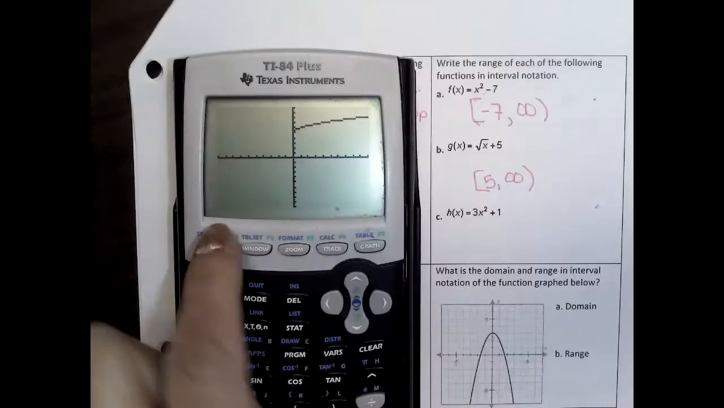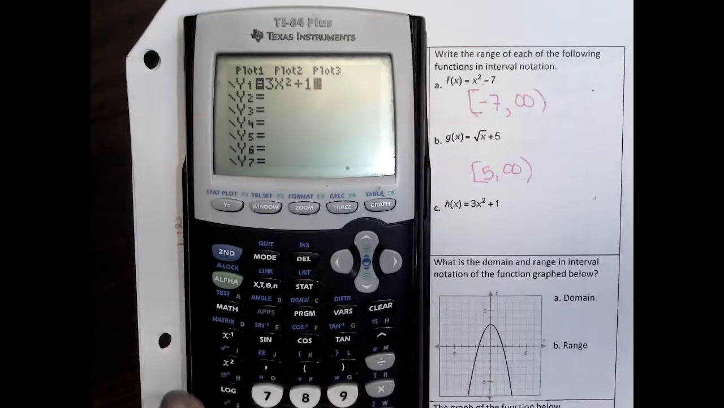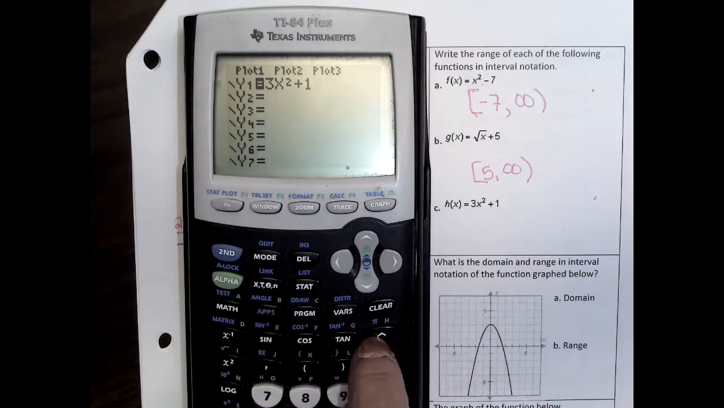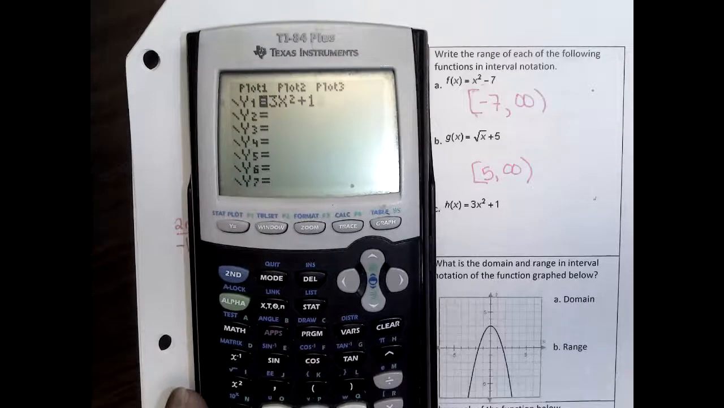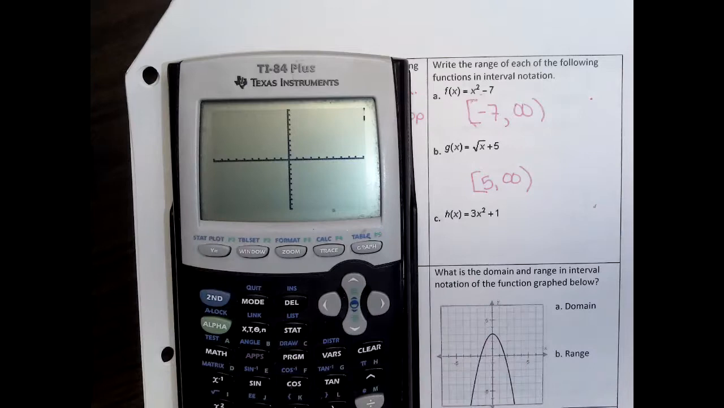Now we're going to graph our last one. So 3x squared plus 1. For the squared key, you can either hit the squared key, or if you have something like to the 3rd or 4th up there, you're going to use this caret key for most of you. It'll either put a box up there or it'll allow you to put a number. Okay, so let's go ahead and graph this.